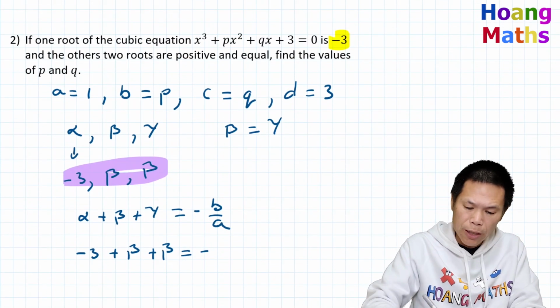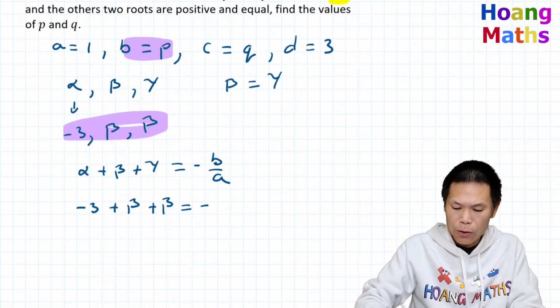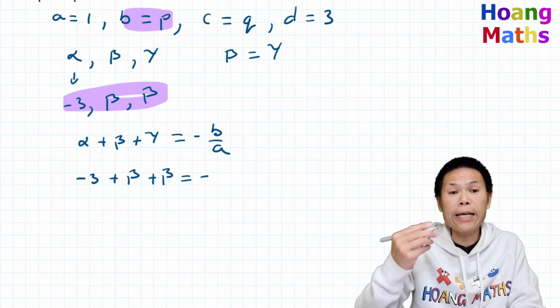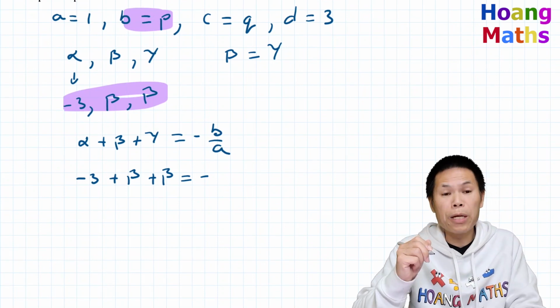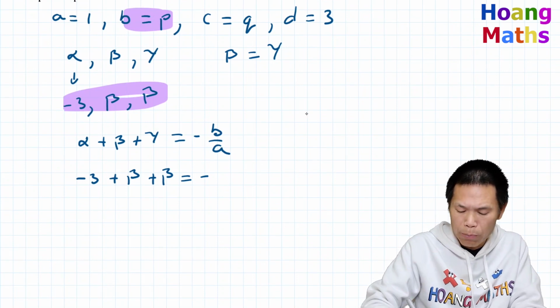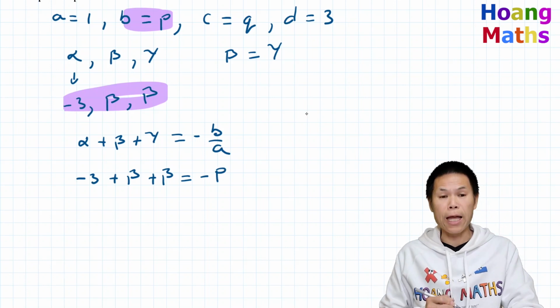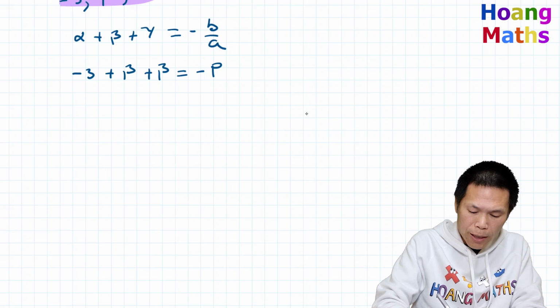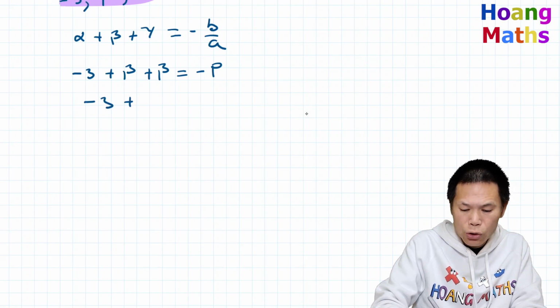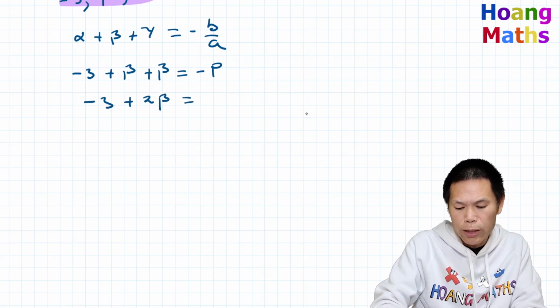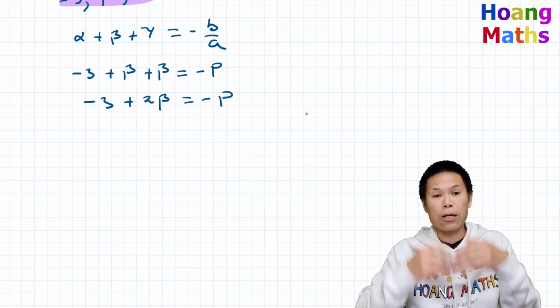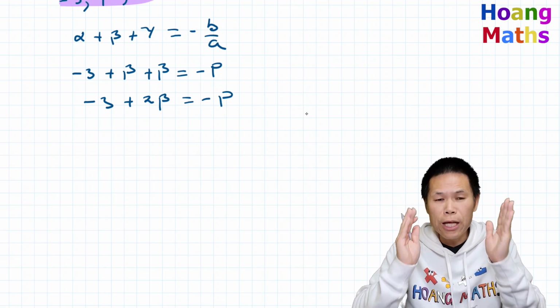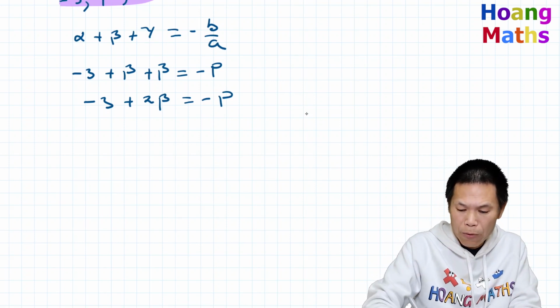Now b is p here, and a is equal to 1. So negative p over 1, which is negative p. Let me simplify this. That will give me negative 3 plus 2 beta is equal to negative p, and we can't do anything for now. So let me just name this equation number 1.